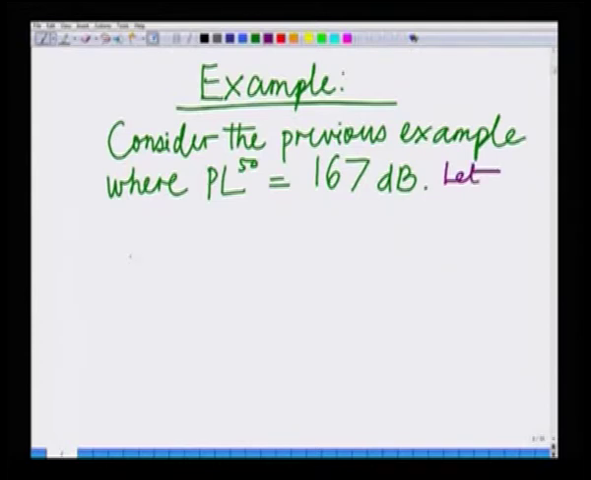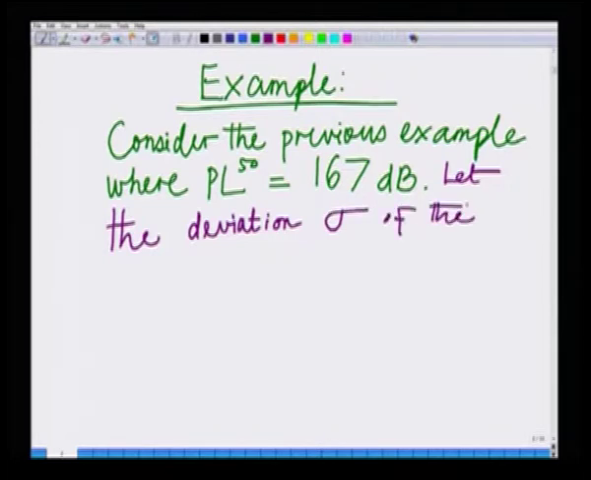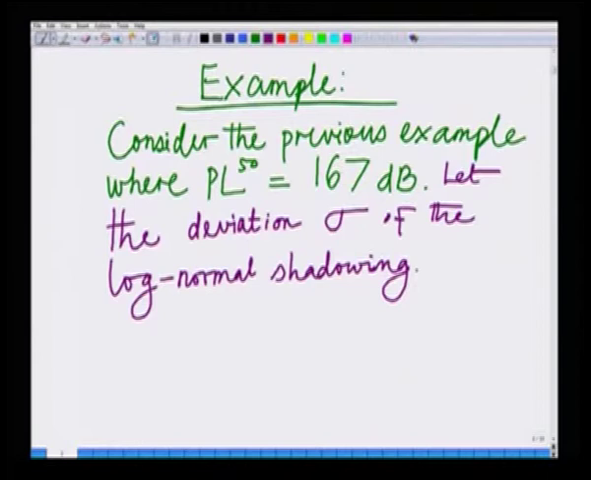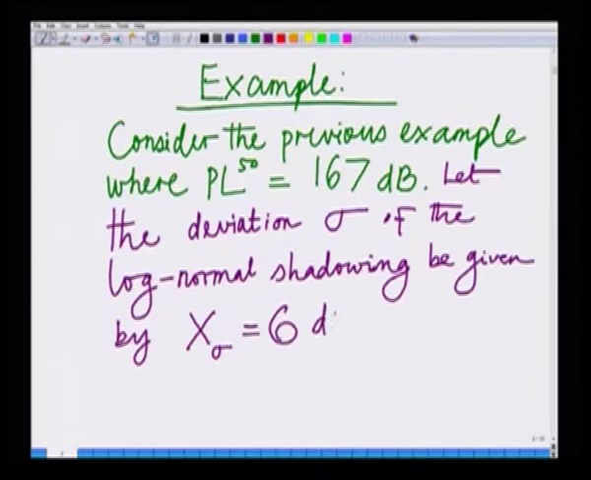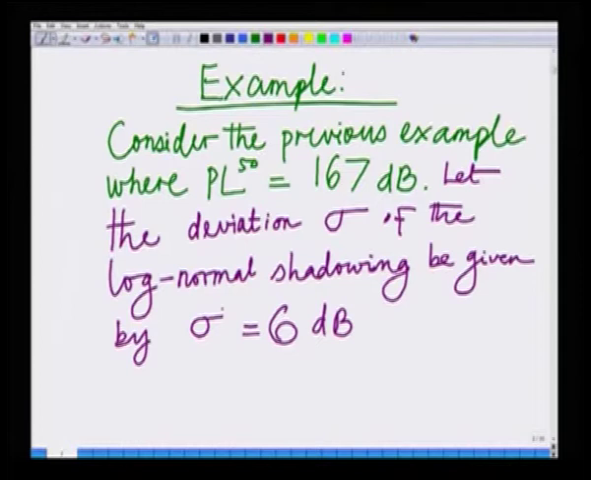Let the deviation sigma of the log normal shadowing be given by X sigma equals 6 dB. So, we are considering a log normal Gaussian random variable for the log shadowing with a deviation that is sigma equals 6 dB. So, sigma equals 6 dB, that is the deviation of the log normal shadowing factor, and we said the 50th percentile path loss is 167 dB.